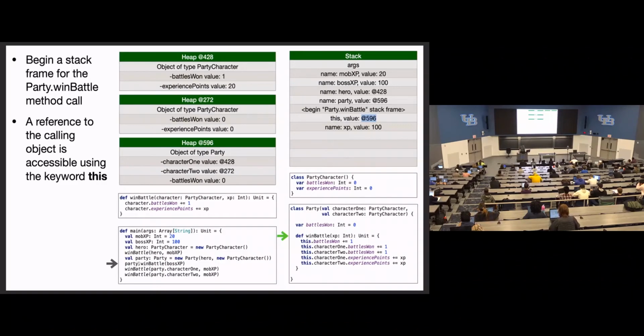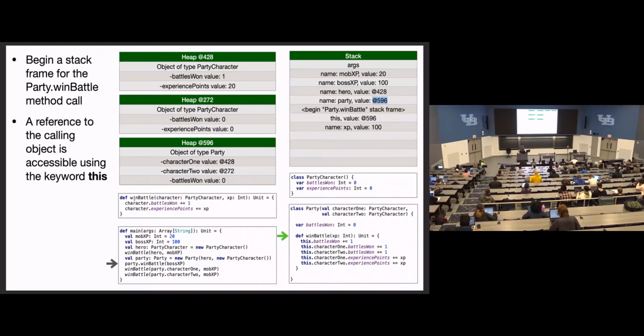So whatever was before the dot, the party at 596, that's what's going to be this. That's the calling object. So this is a reference to the calling object. That's what we mean by that. We mean in that stack frame, whatever object was used to create that stack frame, this is going to be a reference to that object.